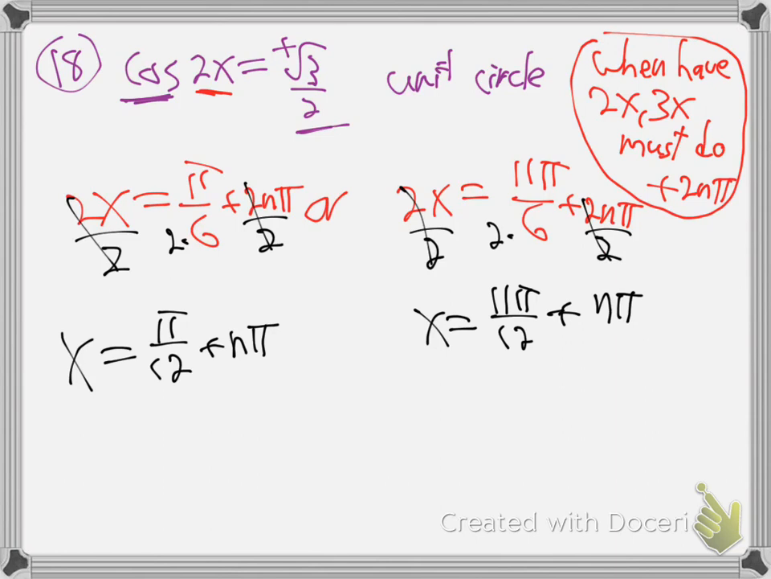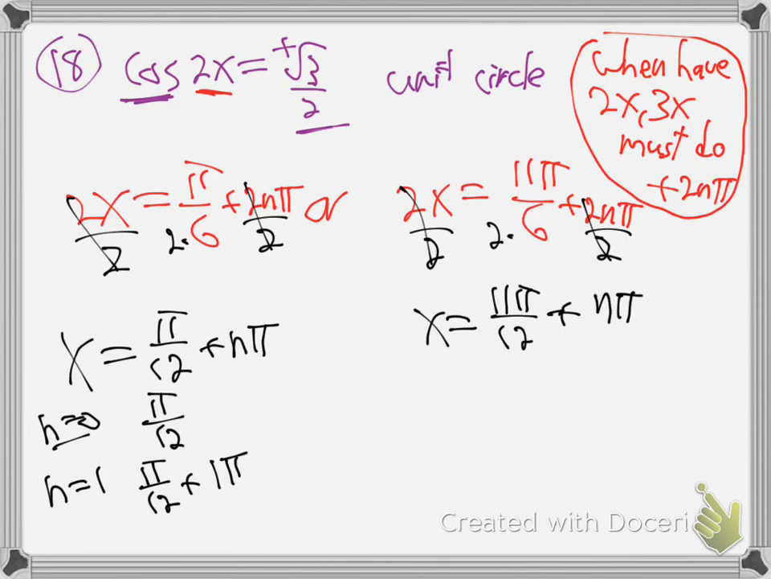Good so far? Pretty seeing what I did. I just went to the unit circle, grabbed the pi over 6 and 11 pi over 6, did the 2n pi because you have to do that whenever you have a double or triple angle. Then solve for x, divide through by 2. And now you've got to do the options, don't you? You got to do n equals 0, and you'll get pi over 12. N equals 1, you'll get pi over 12 plus 1 pi.